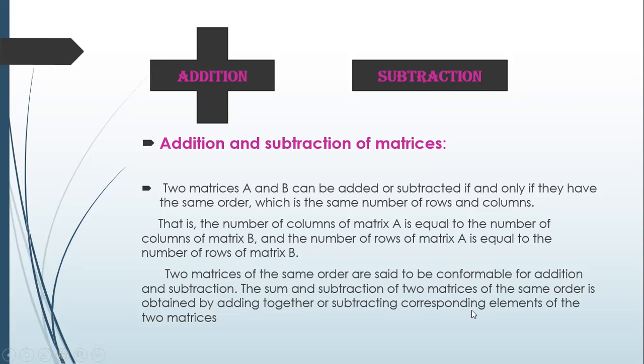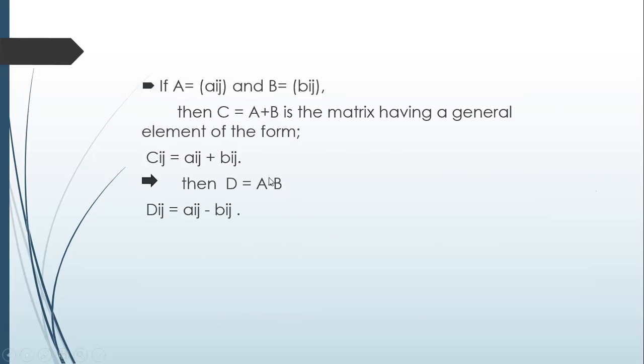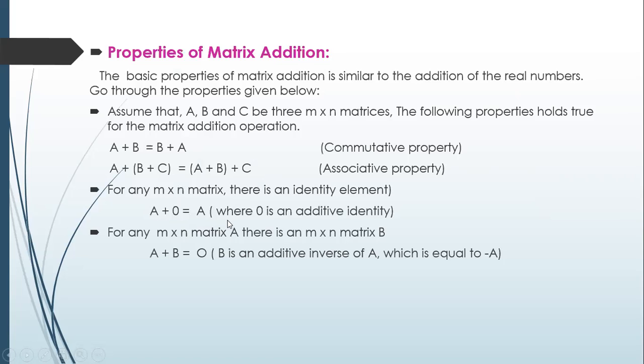If A equals Aij and B equals Bij, and we want to add A plus B, then the result is C. C equals A plus B is a matrix having a general element of the form Cij equal to Aij plus Bij. Similarly, if we want to find the subtraction A minus B, the resulting D equals A minus B, then Dij equals Aij minus Bij.